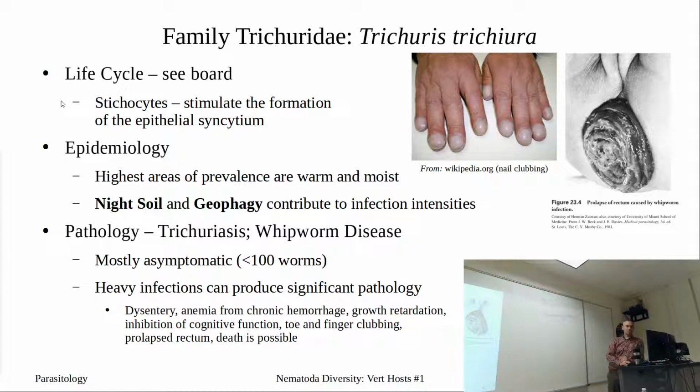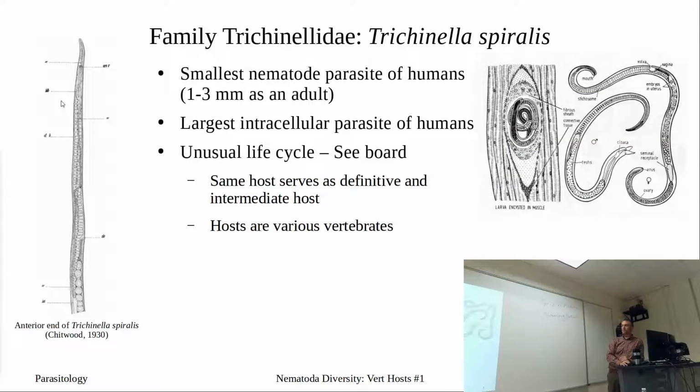All right. Questions? All right. The next worm. Again, these are the stichosome possessors. The next worm that we talk about is Trichinella spiralis. Who's heard of this worm? I think most, if not all of you have.